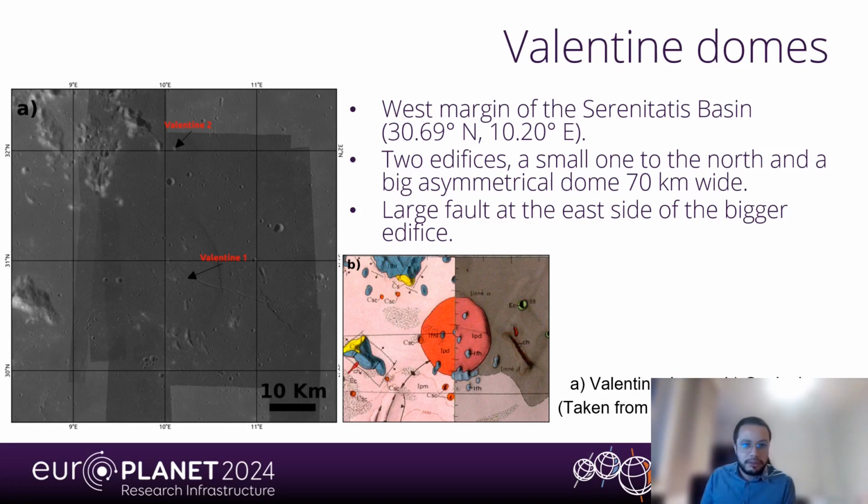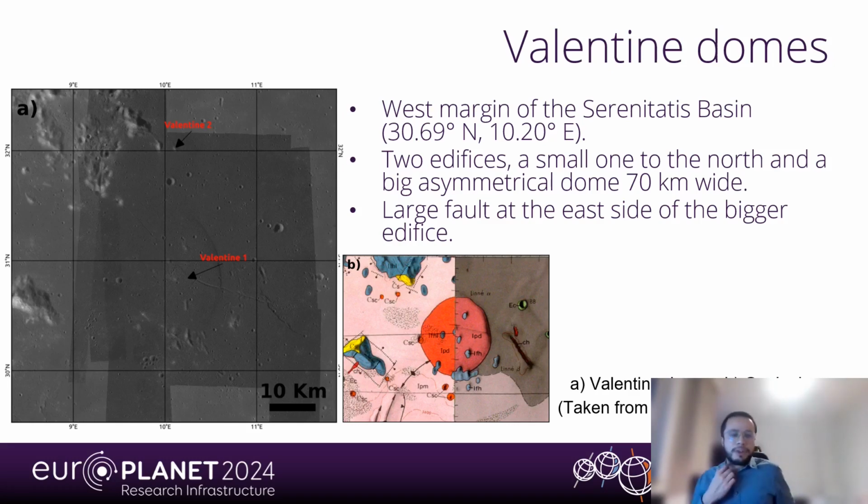Valentine 1 is the principal body. It is 70 kilometers wide, so it's really large. And we have the smaller Valentine 2 that is located to the north. There is also a large fault crossing the east side of the Valentine 1 dome. This is interesting because there is a possibility that there is a way for the laccolith body that is inside to reach the surface.